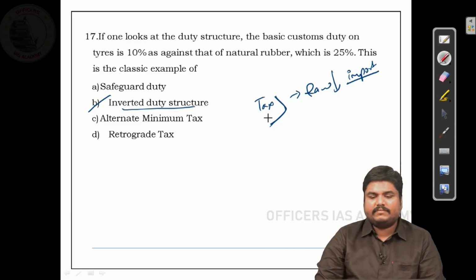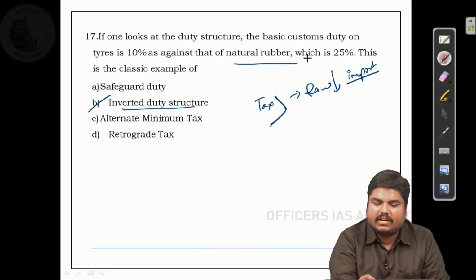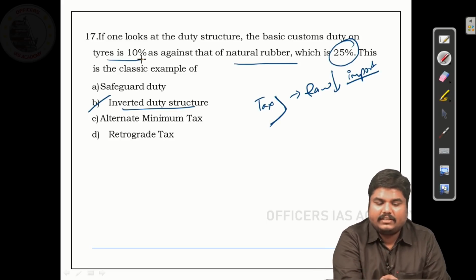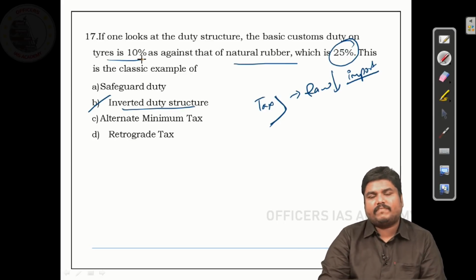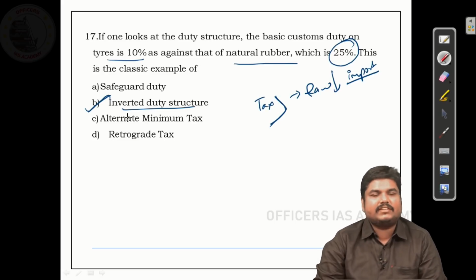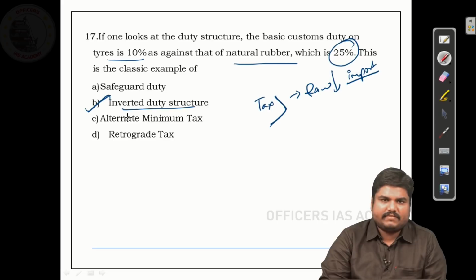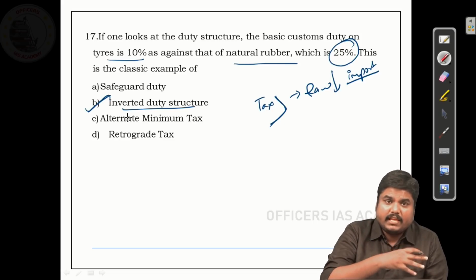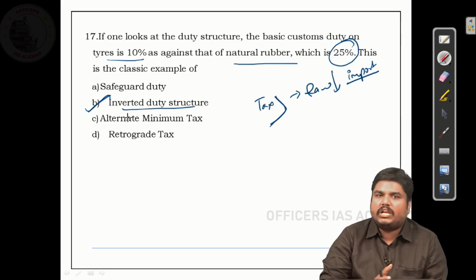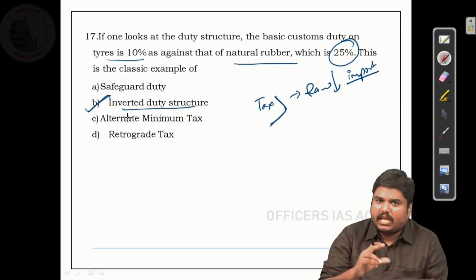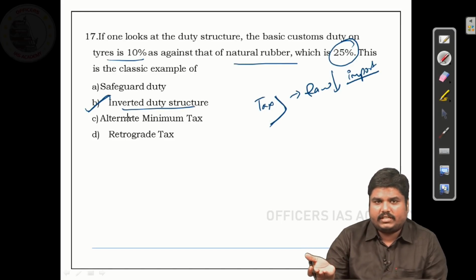Just imagine the tax on natural rubber here is given as 25%, it is a raw material, right. The tax on tire, the final good, is 10%. So, in this situation I call that duty structure an inverted duty structure. So, what is the implication? Just imagine a situation. I am involved in manufacturing tires in India, I import the rubber by paying a large amount of tax, and I add value and sell that in the market. So, that huge amount of tax is also going to add to the value of the tire. So, my tire becomes costlier, right.